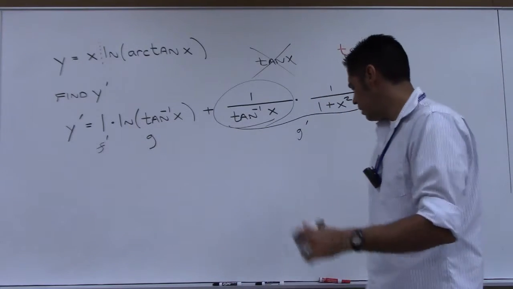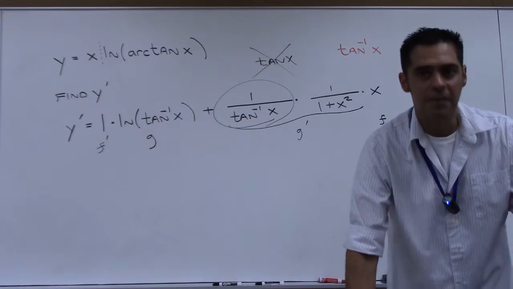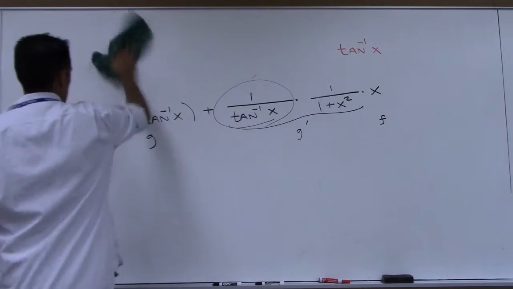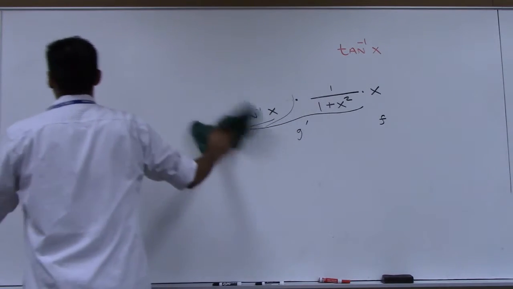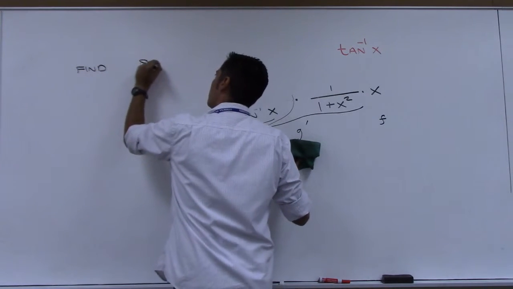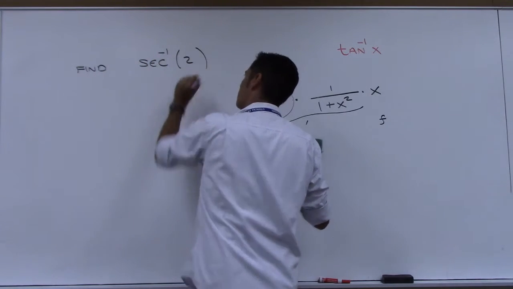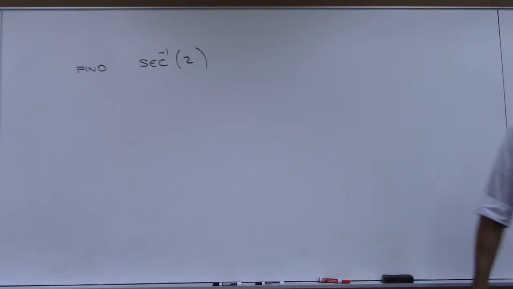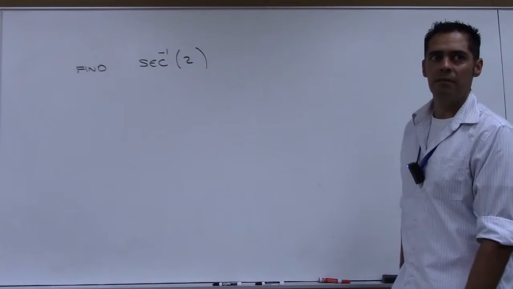I'll do one of these. These are going to come up in your homework, but this is not a Cal 1 topic, but I may as well do one. So in your homework, they're going to ask you a problem like this, like find secant inverse of 2. No derivative. So this is just pre-calc.